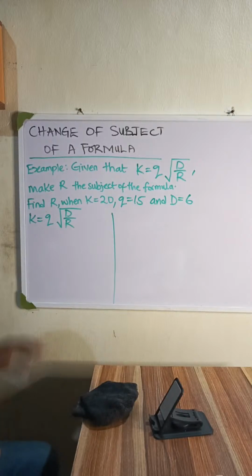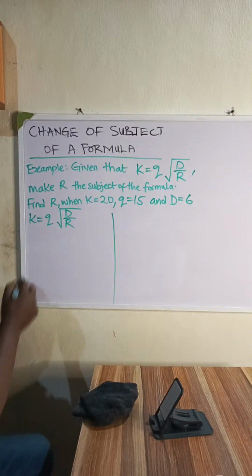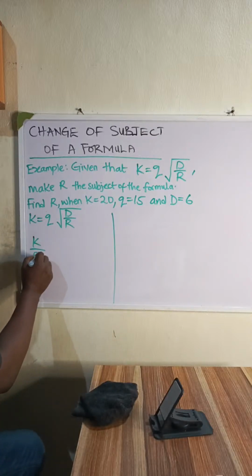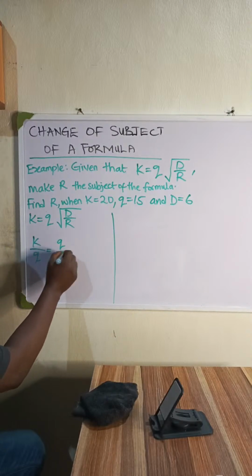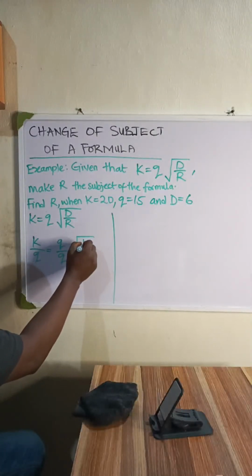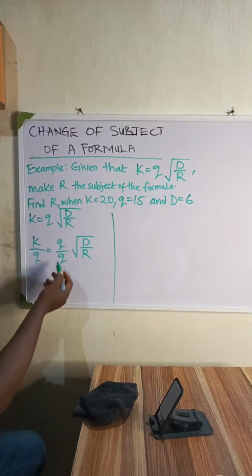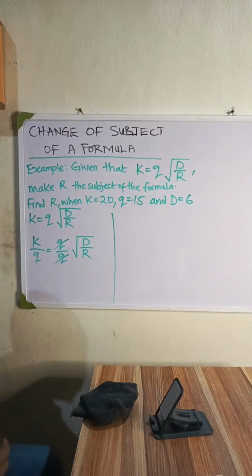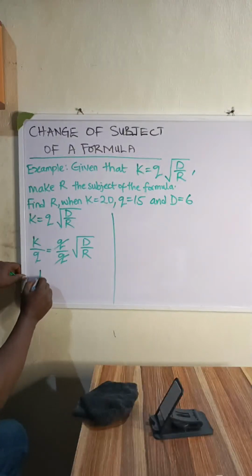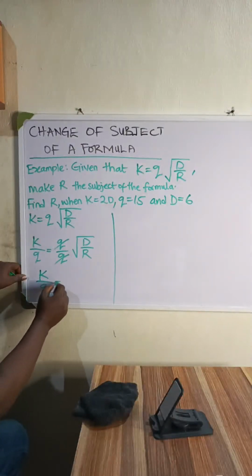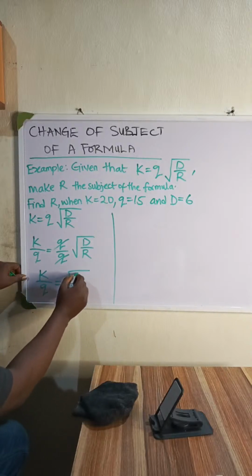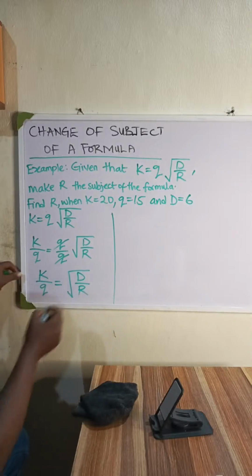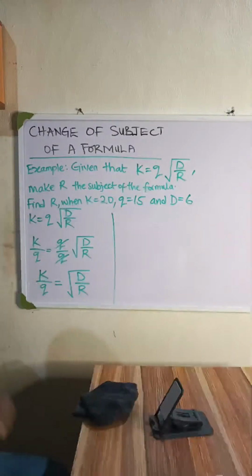So let's do that. If we want to eliminate q from the right side, we divide both sides by q. So we have k all over q is equal to q. On the right, q is going to cancel out q. That means we have k all over q is equal to square root of d all over r. So we've done the first step.